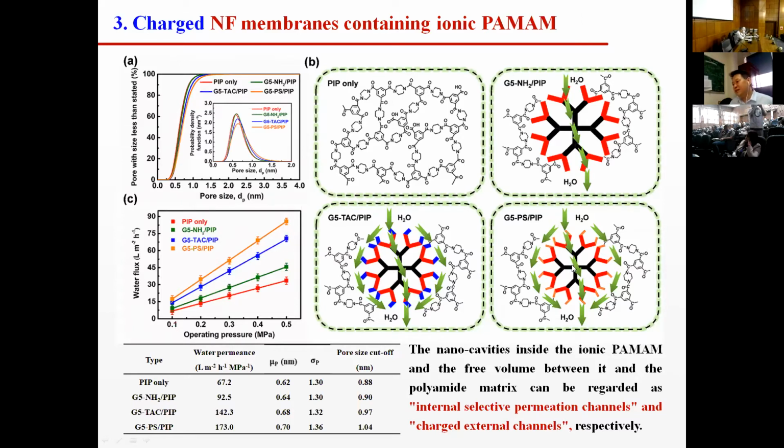From this figure, we can imagine what the water permeation route is. In this structure, we can find the water can permeate through the pores inside the PAMAM, and also the water can permeate through the interface pores. We call the interface between the particle and the matrix the interface. So there are two water permeation routes. These two permeation routes yield higher water flux.